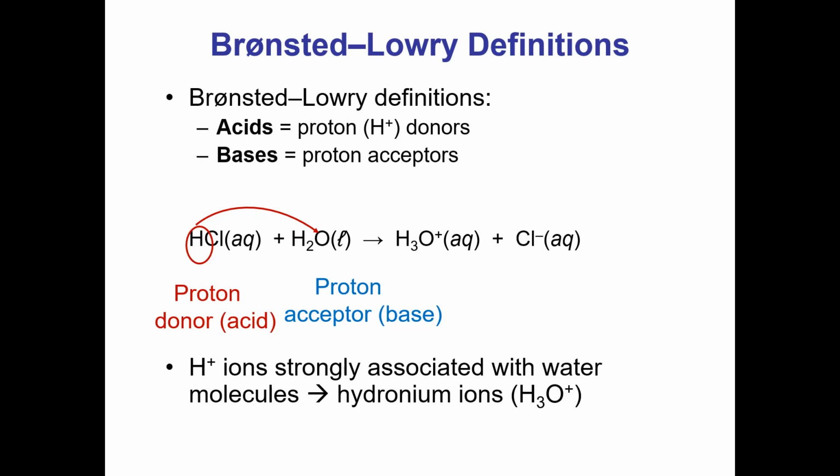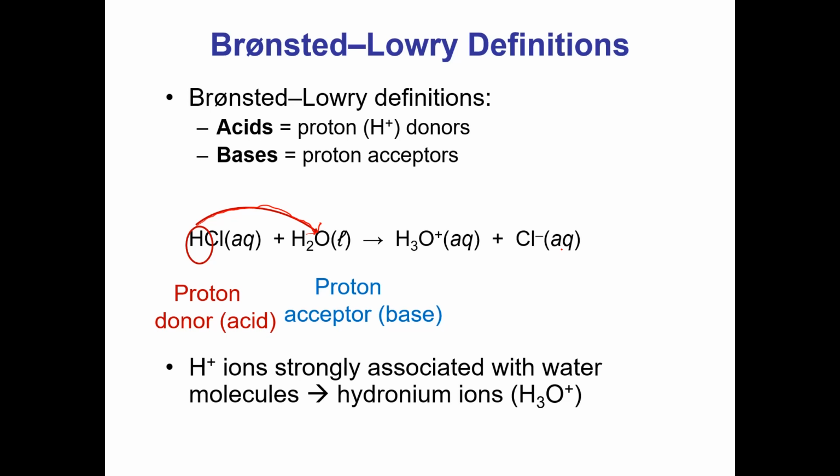If we look at the example shown down here in this reaction, we have hydrochloric acid and water reacting. Hydrochloric acid gives up its proton to water, making it the proton donor and water the proton acceptor. So we get H3O+, which comes from the water accepting that proton, and Cl-, which comes from the HCl giving up its proton.